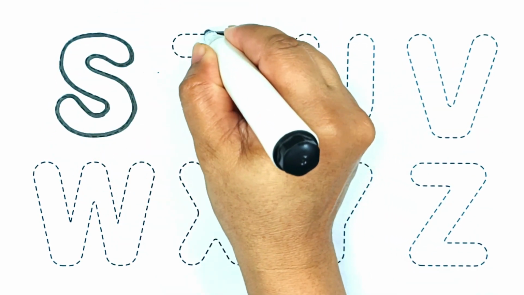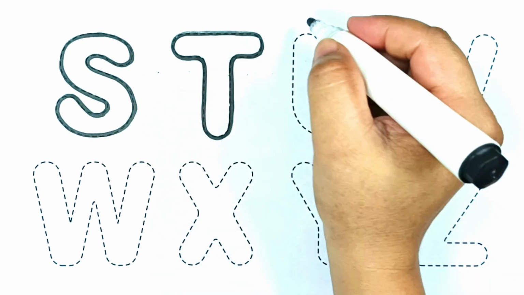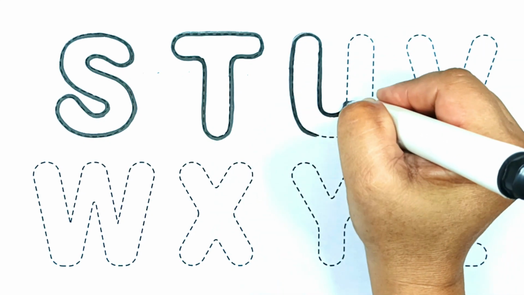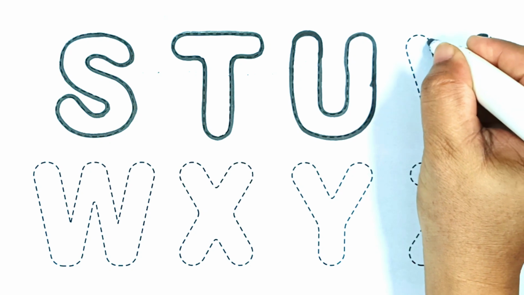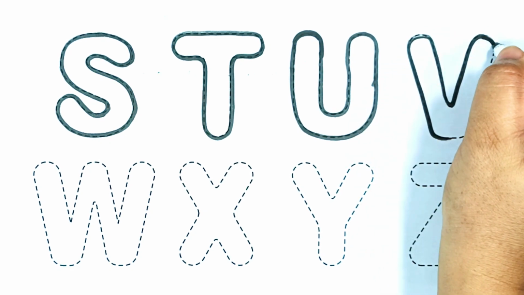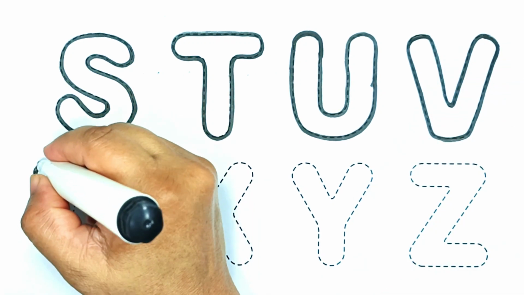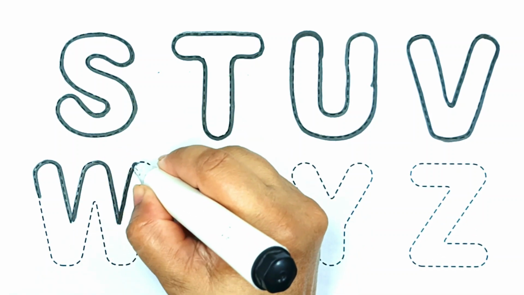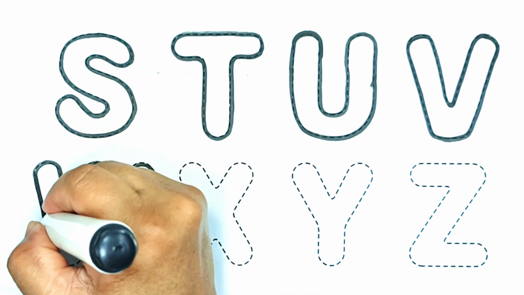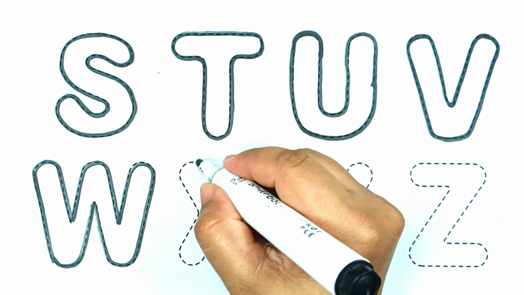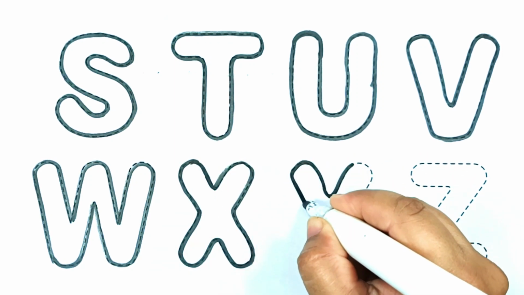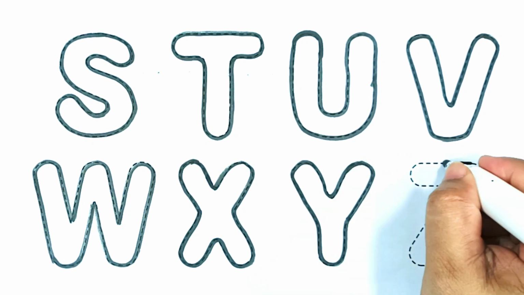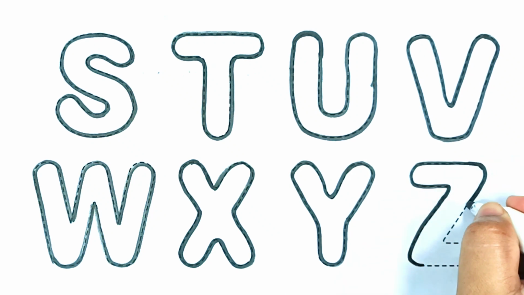S, T, U, V, W, X, Y, Z. Let's learn some color names.